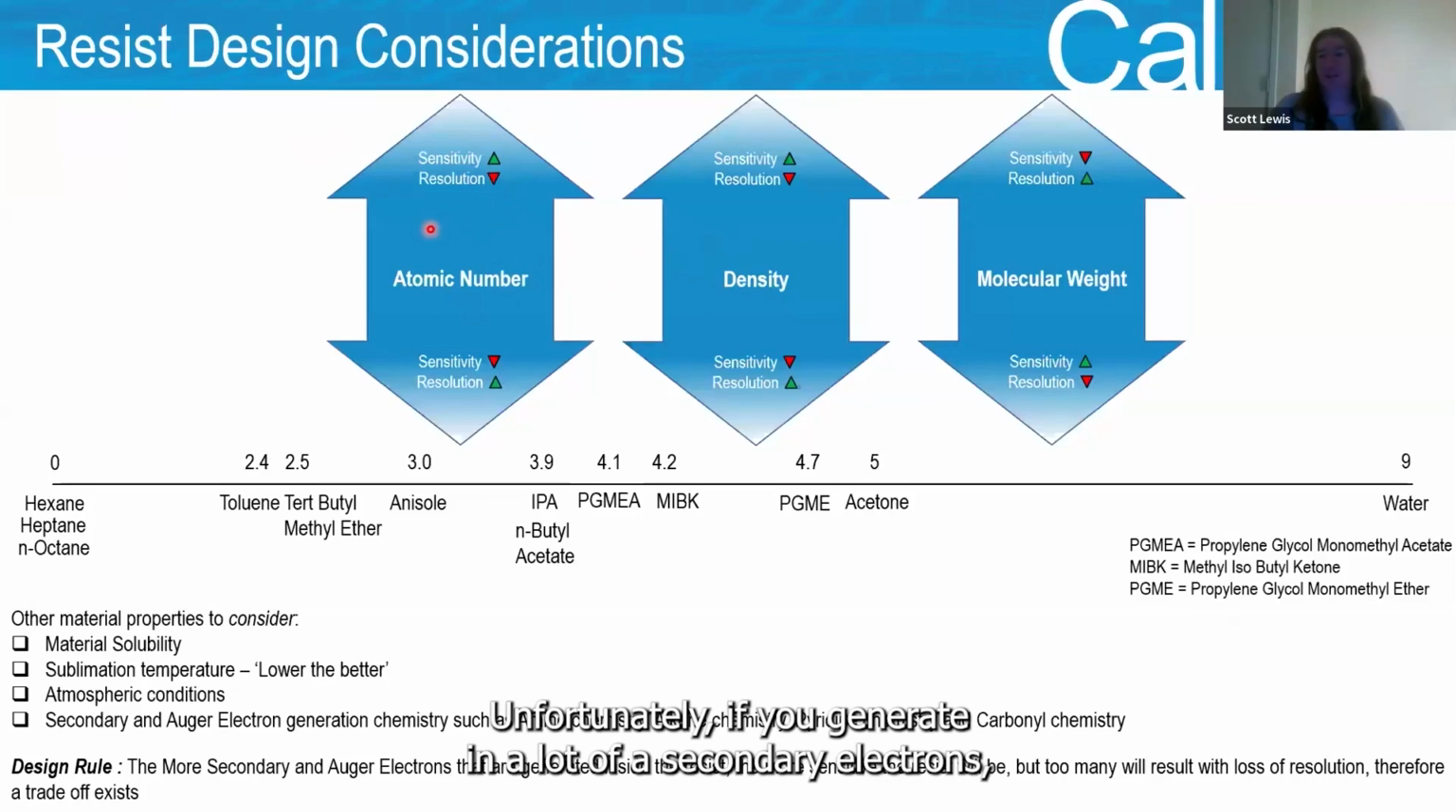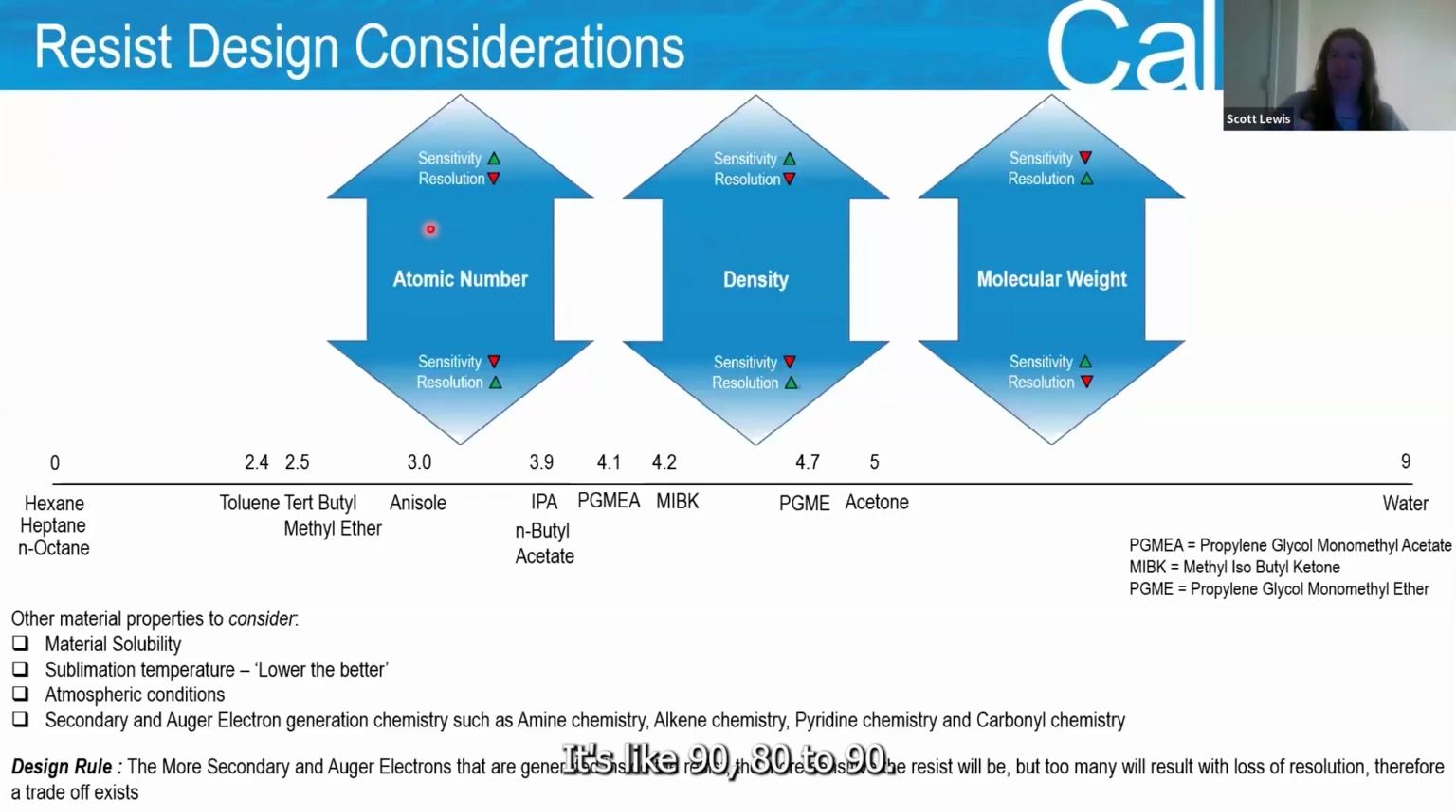Unfortunately, if you're generating a lot of secondary electrons, they're going to travel laterally because the scattering angle is like 80 to 90, but in our case, when we did it, it was 68. So the scattering angle is not this way, it's this way, so it needs to come up this way. Essentially, your resolution goes down. So it's kind of a trade-off.